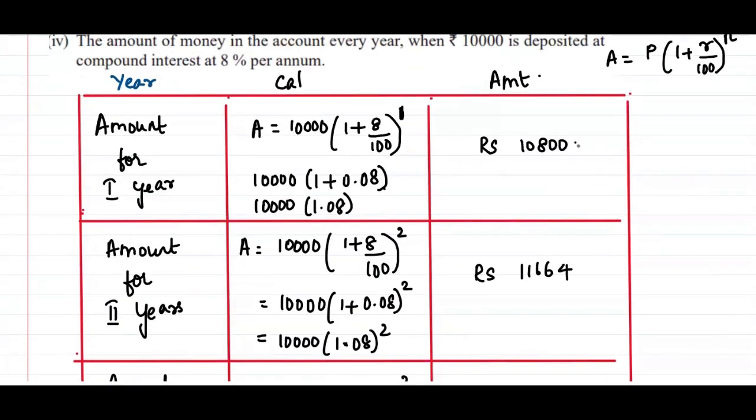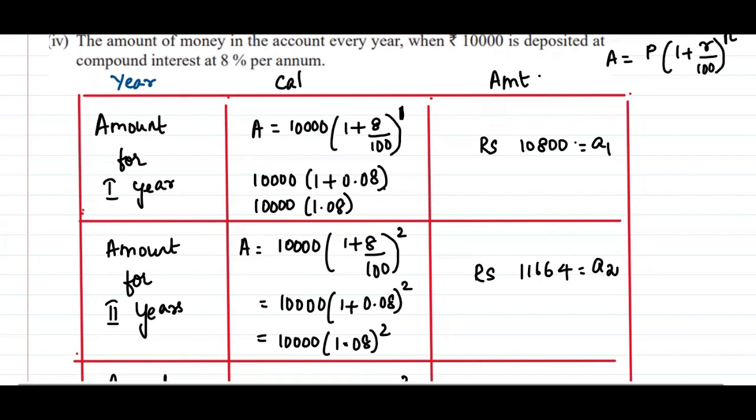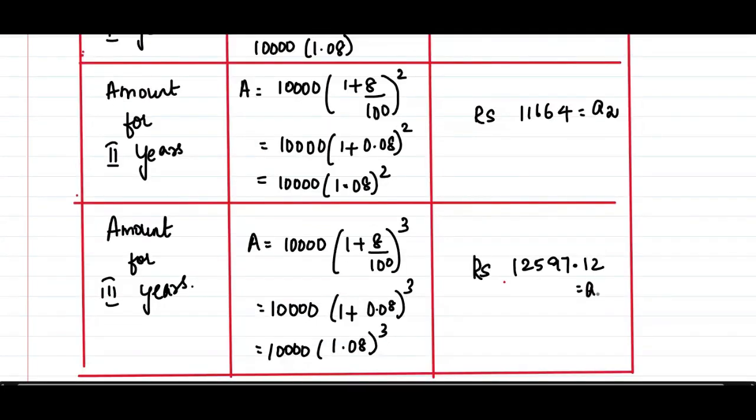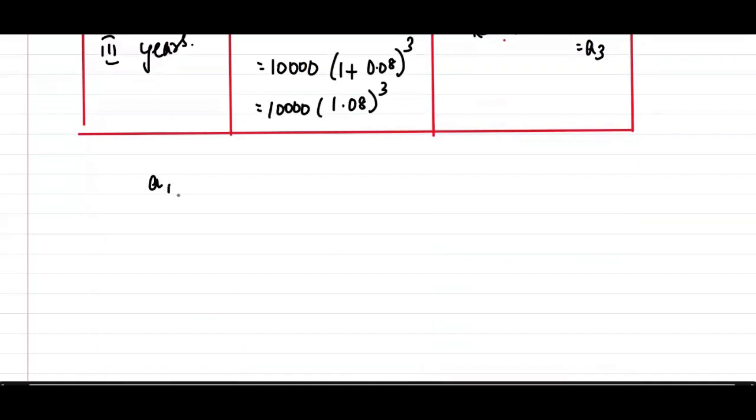Okay, now we have got 3 values, right? So this will be A1, my amount for 1 year, this is A2, my amount for 2 years, and this will be A3. Now let's find the value for D. So here A1, comma, A2, comma, A3. What is A1? A1 will be 10,800 rupees. A2 will be 11,664. And A3 will be 12,597.12.